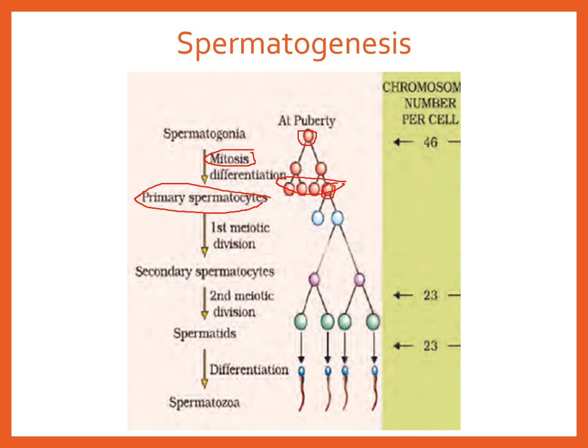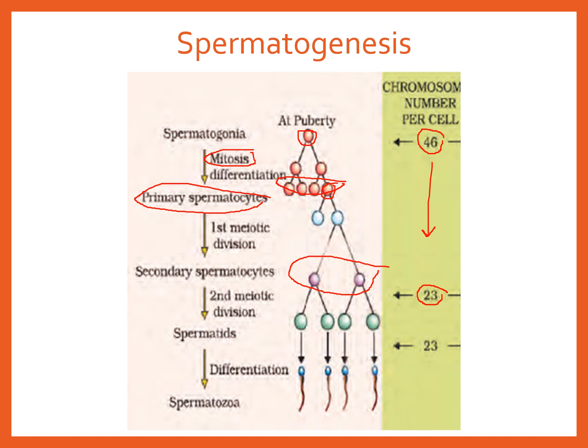This primary spermatocyte undergoes meiotic division and it forms the cells which are half in number. So after the first meiotic division, which is a reductional division, we have the secondary spermatocytes which are haploid in number. So the chromosome number, which was 46, has now become 23. Now the secondary spermatocyte undergoes the second meiotic division, which is an equational division.